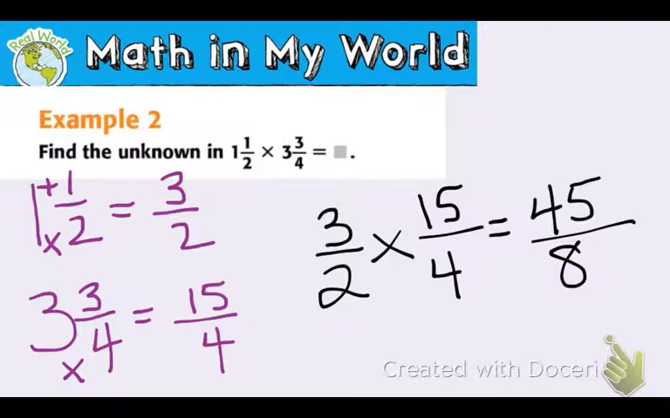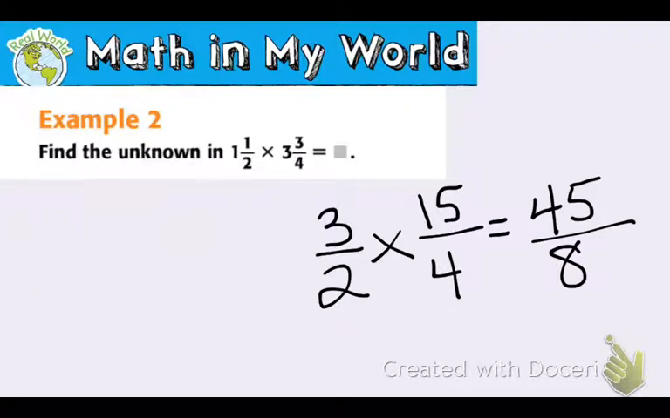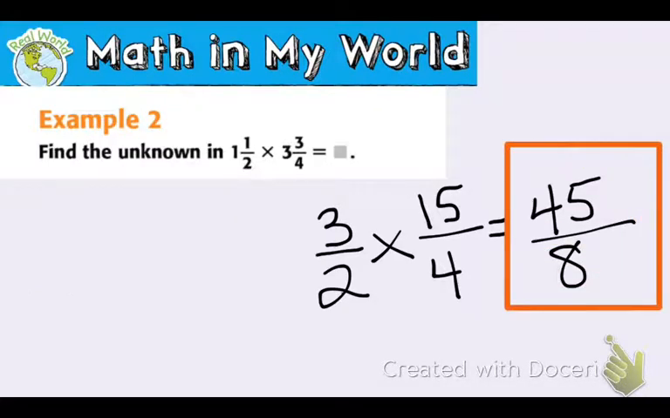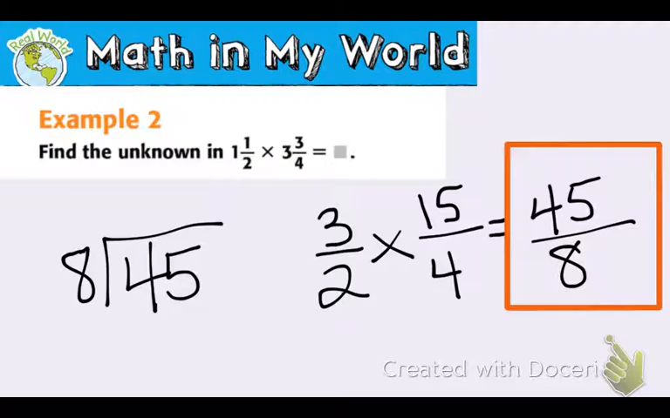Okay, and then the next step is when I get to simplify. I can go ahead and take 45/8, which is an improper fraction, and make it a mixed number. I'm going to have to divide. How many groups of 8 can I make out of 45? Well, 8 times 5 is 40. And then I'm going to have 5 left over.